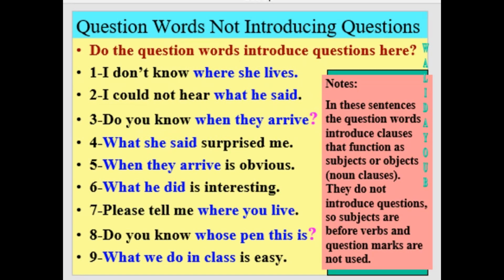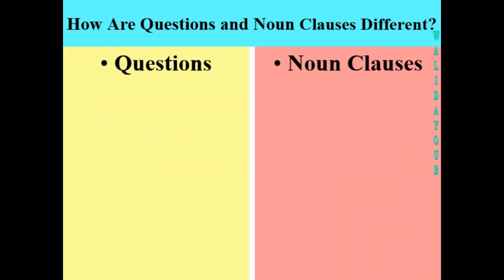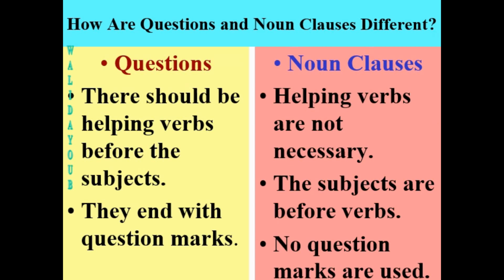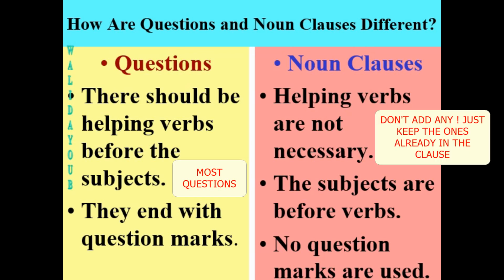Please pause the video here and read the notes that summarize the previous information so far. Now, based on the information presented so far, how are questions and noun clauses different? Questions: there should be helping verbs before the subjects in most questions. They end with question marks. Noun clauses: the helping verbs are not necessary. The subjects are before the verbs and no question marks are used.